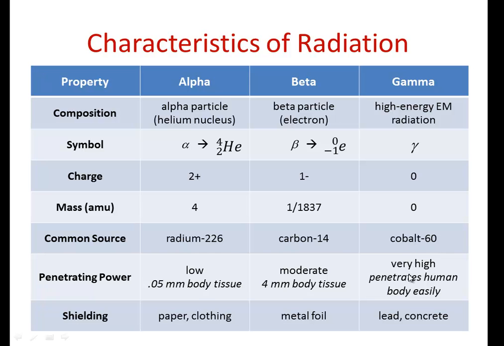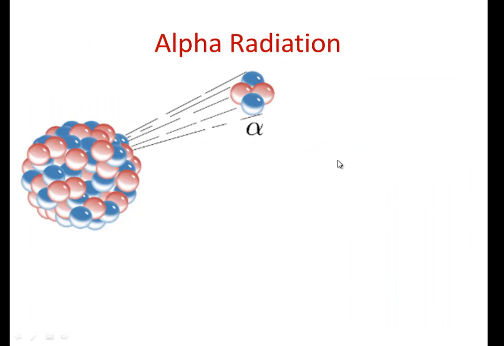The penetrating power is very high. It goes through the human body like a hot knife through butter. So gamma sources are very dangerous. You have to take a lot of precautions. It takes things like a thick layer of lead or concrete to block gamma radiation. Okay, now let's look in a little more detail at each of these types.